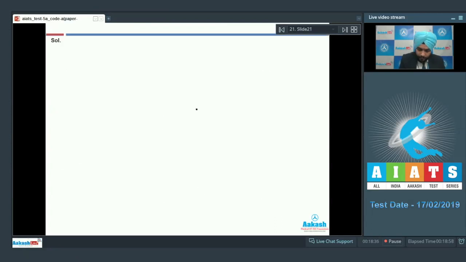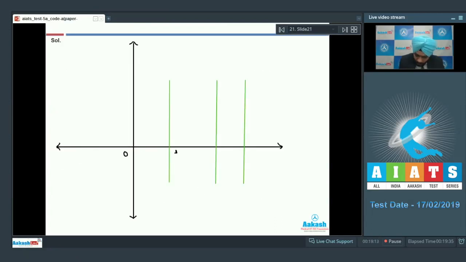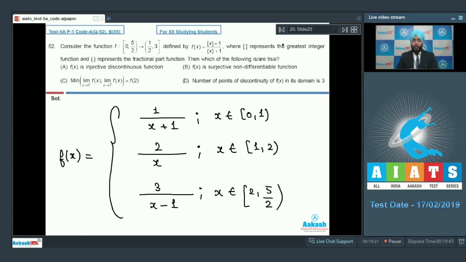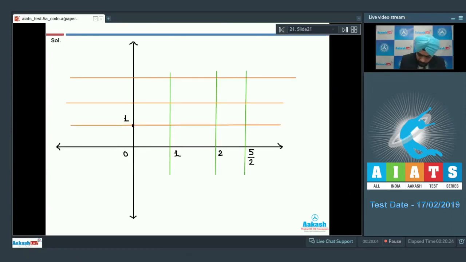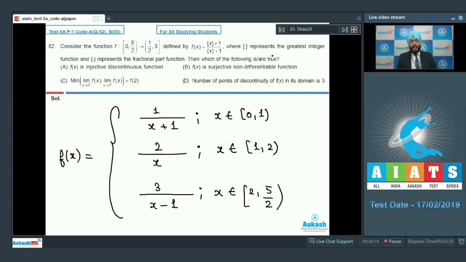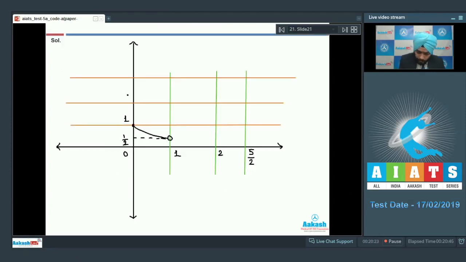Okay, so let us have it. This is 0, 1, 2, 5 by 2. Rectangular hyperbola 1 upon x plus 1 from 0 to 1. At x equals 0, the value is 1. At x equals 1, the value tends to half. So from the closed end to the open end, the value goes from 1 to 1 by 2. From 1 to 2, again a rectangular hyperbola, 2 upon x. At x equals 1, the value is 2. At x equals 2, the value tends to 1. So from 2 to 1.